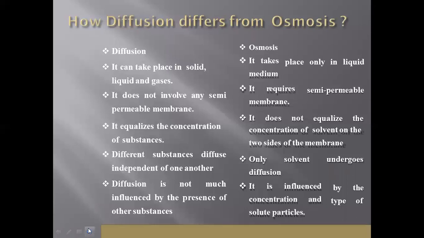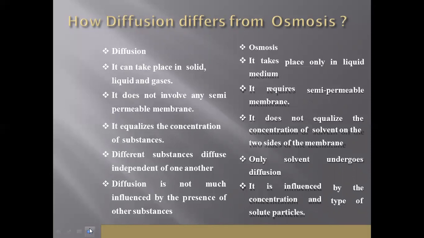We have already discussed the difference between osmosis and diffusion. Let's have a quick revision. Diffusion takes place in solid, liquid and gases. It does not involve any semi-permeable membrane. It equalizes the concentration of substances. Different substances diffuse depending on one another. Diffusion is not much influenced by the presence of other substances.